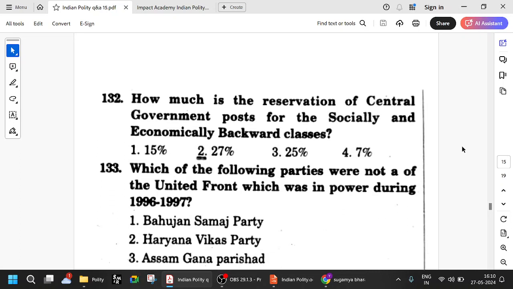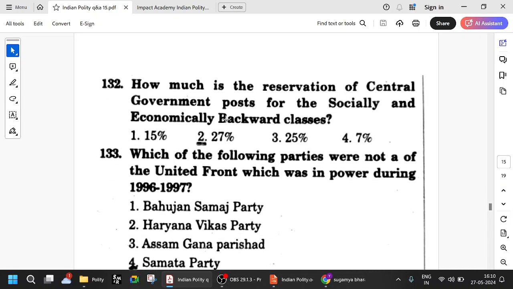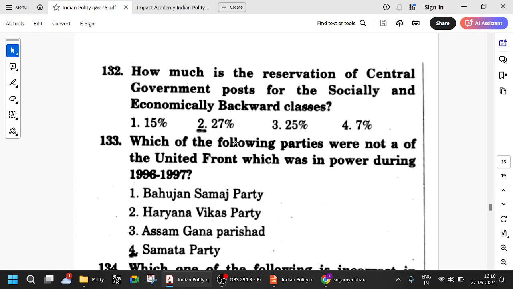So economically and socially backward classes, 27%. Okay, OBC reservation, I'm sure everyone is aware of, right? SC/ST reservation is around 7%, right? ST is 7%. So basically, OBC is 27%. Mandal Commission and all that, everyone knows, right?